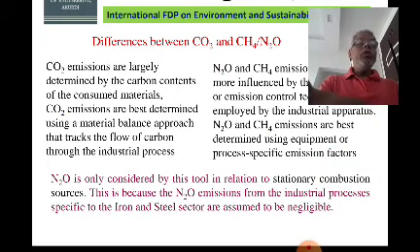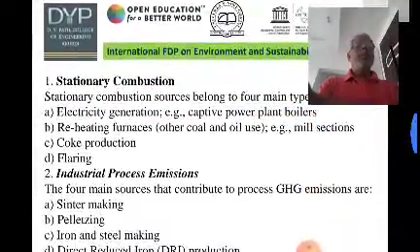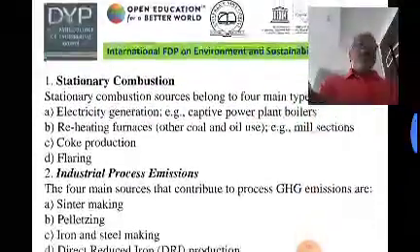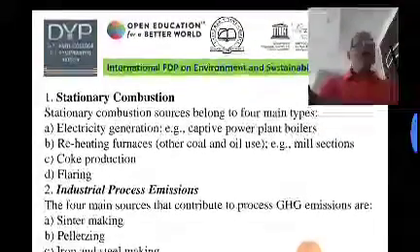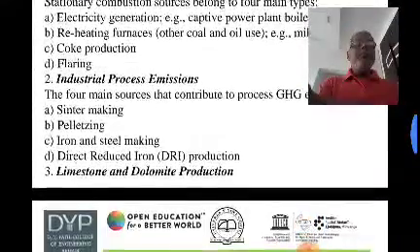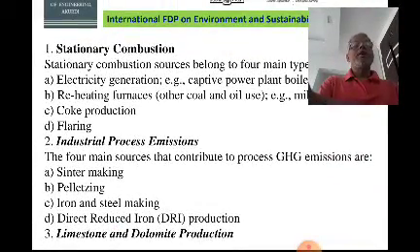Also, this N2O especially is only considered by the tool in relation to the stationary combustion sources. This is because the N2O emission from the industrial processes specific to the iron and steel sector are assumed to be negligible. So in iron and steel production, there are basically three parts, or you can say stages: stationary combustion, industrial process emission, and the limestone and dolomite production.